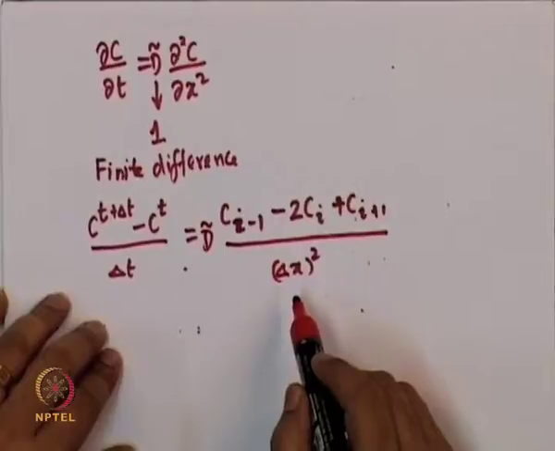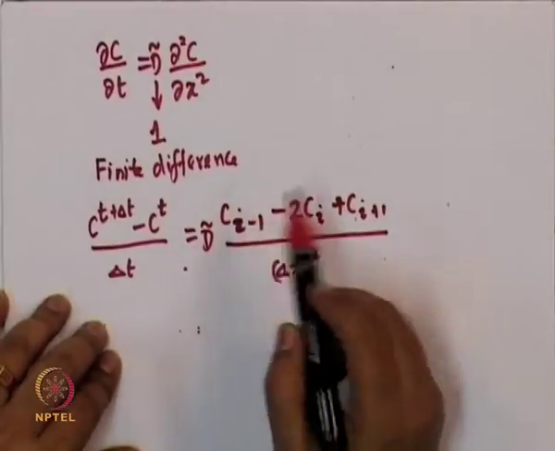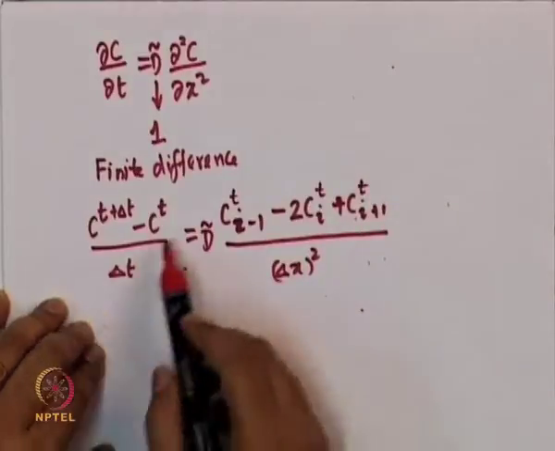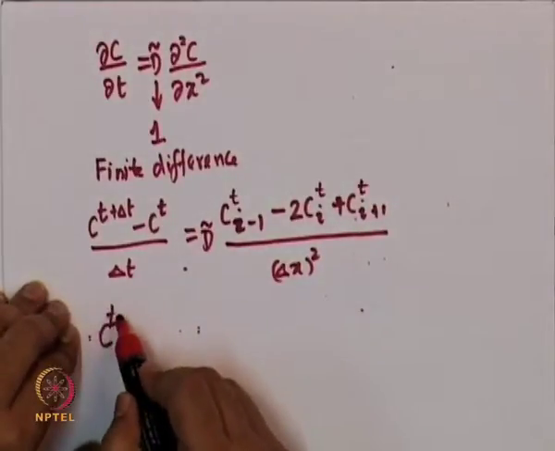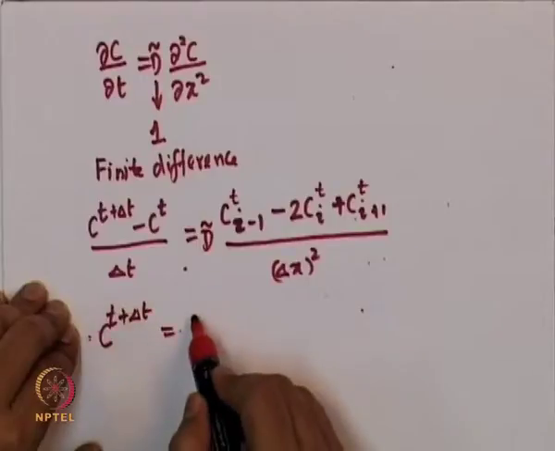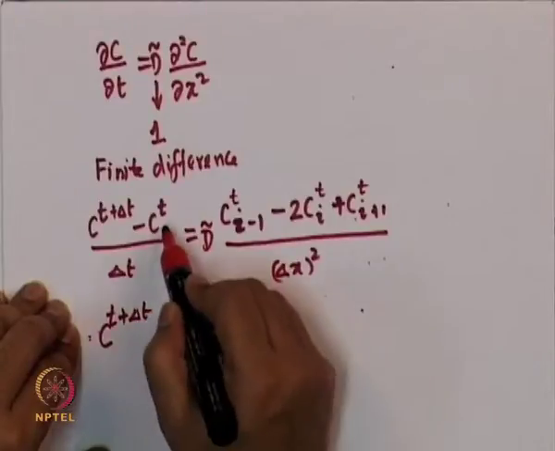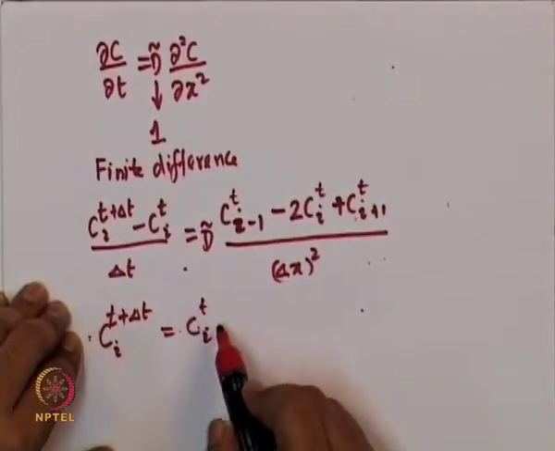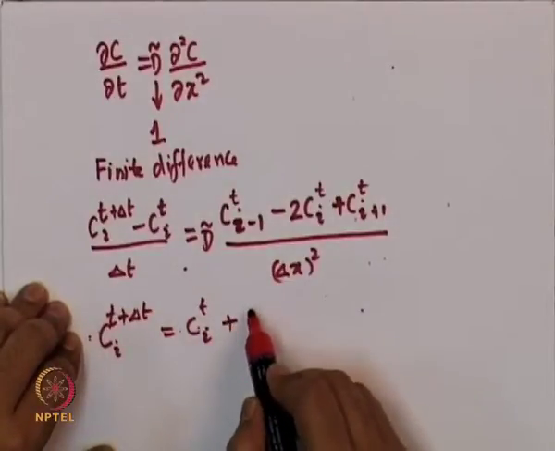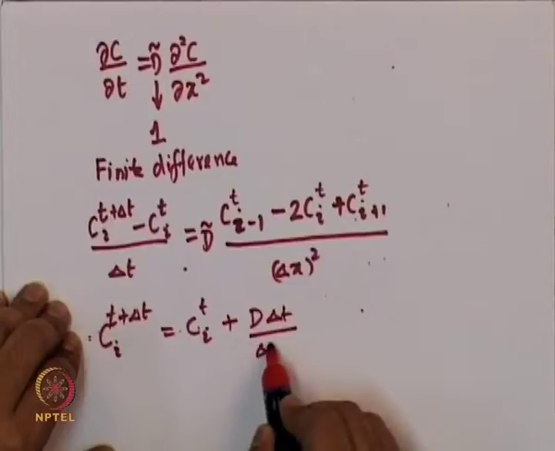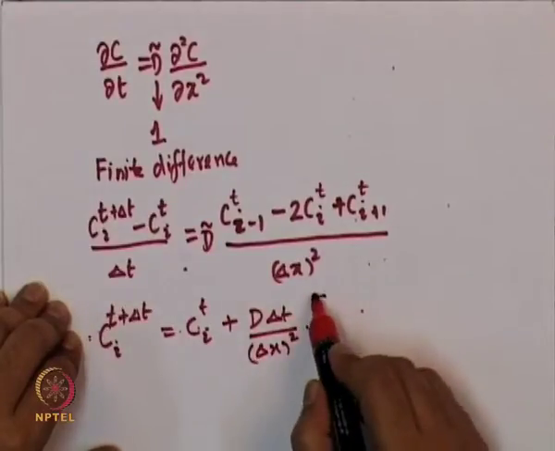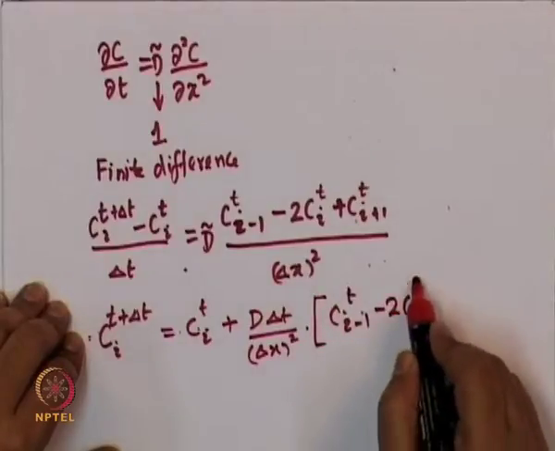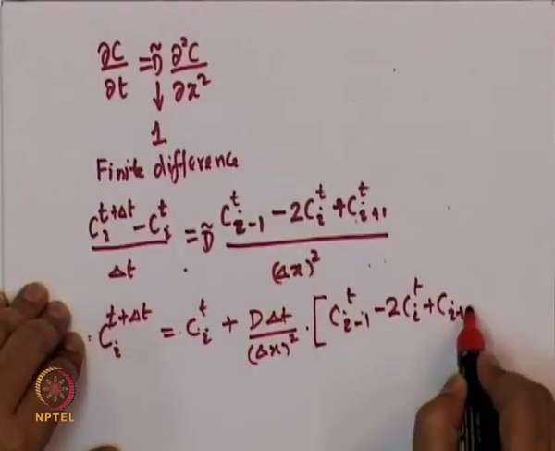So, I am going to do it explicit. I am going to take all this to be time t, and so then I know that c at time t plus Δt is nothing but c at the ith position at time t plus DΔt/Δx² multiplying c(i−1, t) − 2c(i, t) + c(i+1, t).